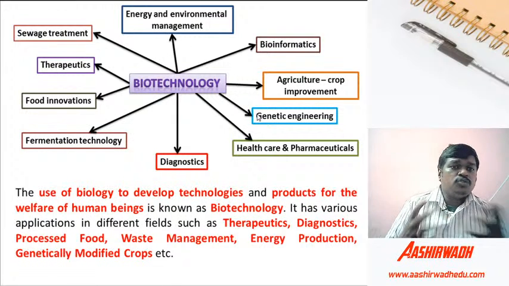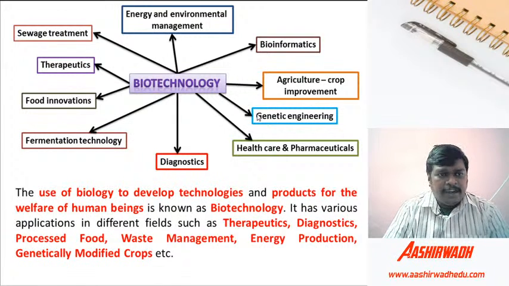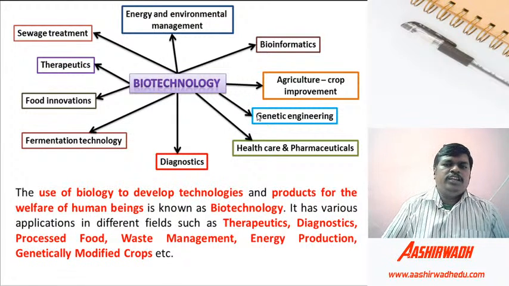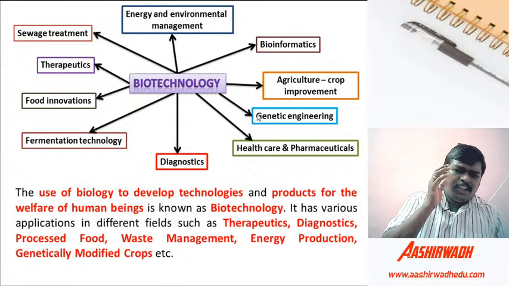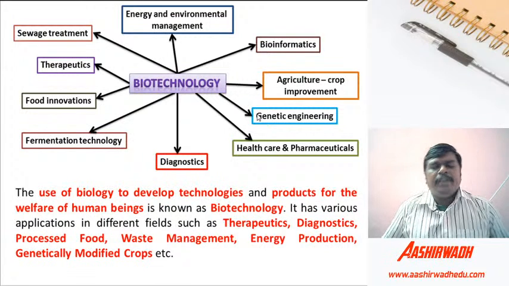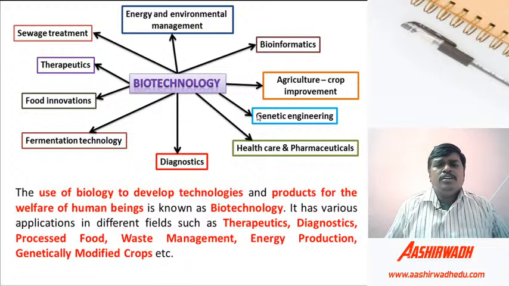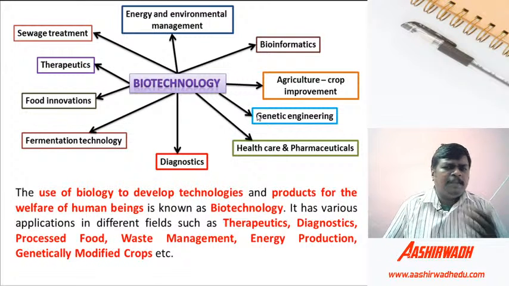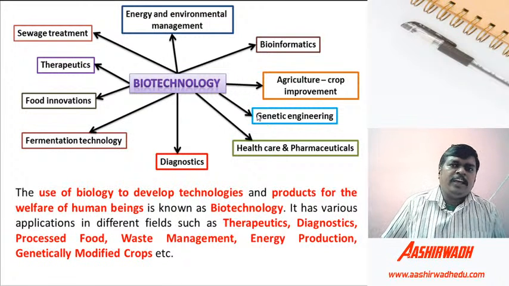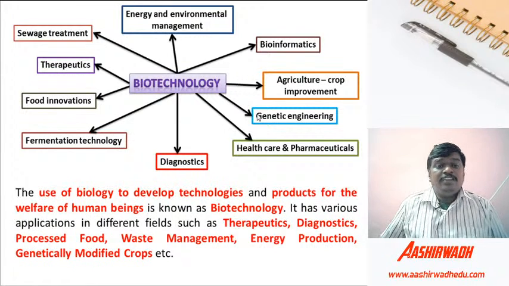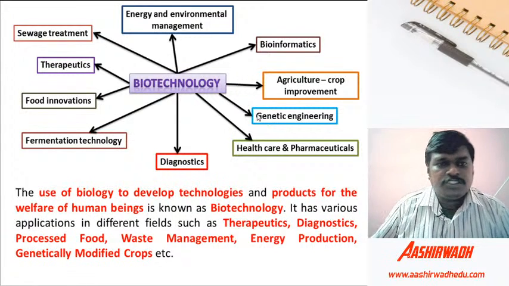These are all the various roles played by the field of biotechnology, mainly the aspects of biotechnology to produce a good product for the welfare of human beings. That is the ultimate aim of biotechnology. So biotechnology nowadays is there in various fields of therapeutics, diagnostics, food processing, sewage treatment, energy production, bioinformatics, production of healthcare and pharmaceutical products, genetically modified crops. These are all the various aspects of biotechnology.